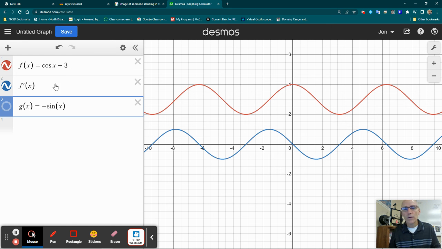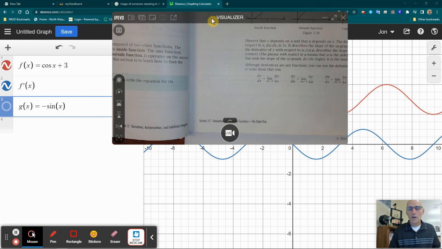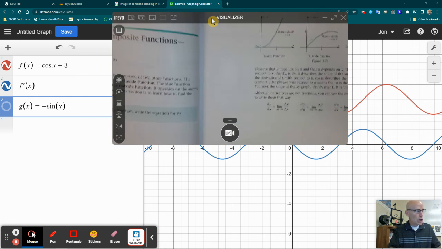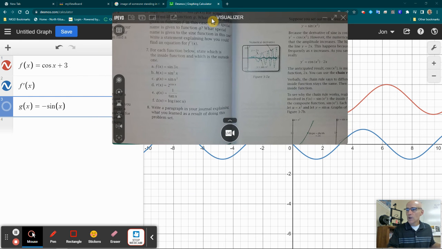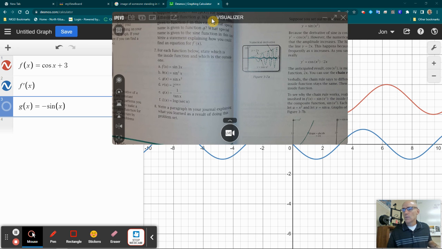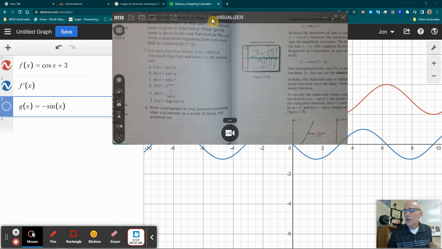Now, before I finish my video off, I wanted to show you the book, and some other homework problems here. So I'm turning over to page 102, and I want you to look at problem number 7. So you're going to state what the inside function is and what the outside function is. I hope this one's pretty clear that 3x is the inside function and sine is the outside function. Okay, I hope that's clear.